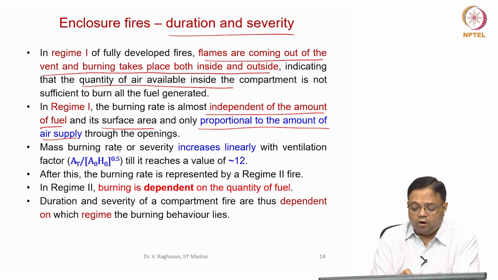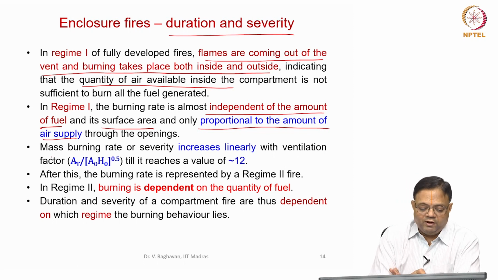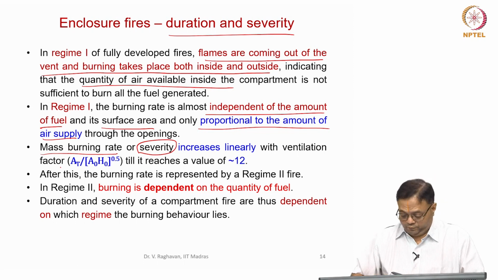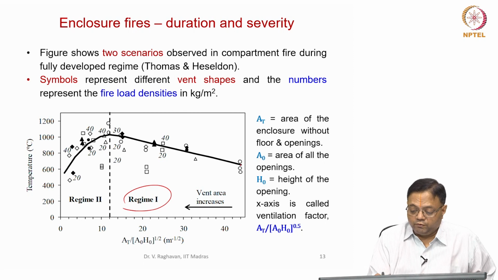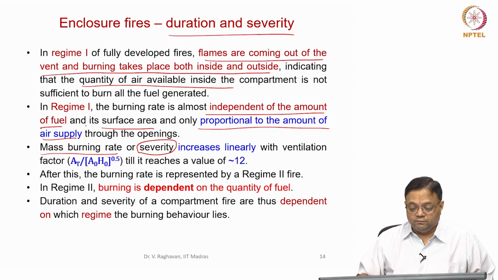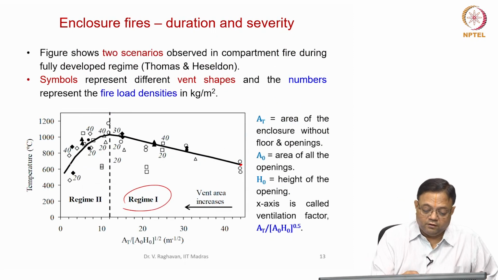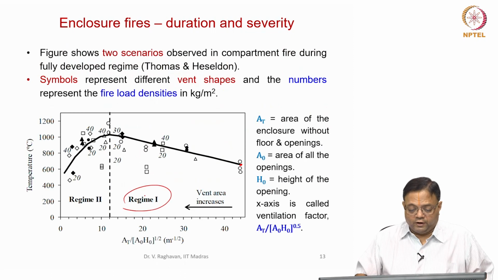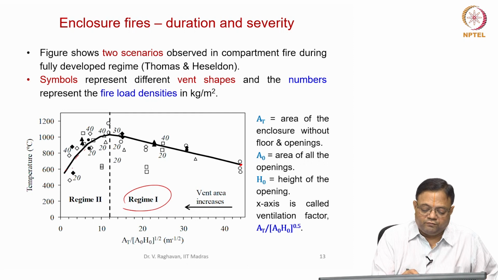Now, when the mass burning rate increases, heat release rate also increases, and maximum temperature also increases. So, when I say mass burning rate, I can connect it to the severity. Thus, mass burning rate increases linearly with ventilation factor, from this point until it reaches the value of 12, the left hand side, regime 1. You can see that this can be considered linear because of the spread in the data.